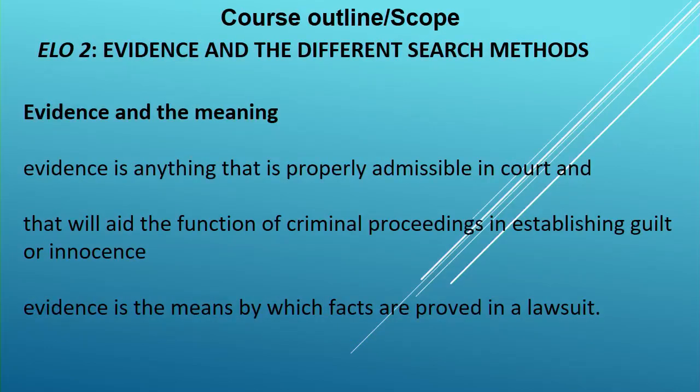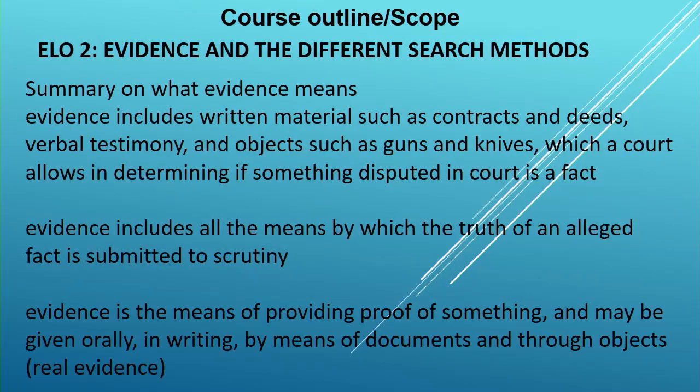Evidence and the meaning. Evidence is anything that is properly admissible in court and that will aid the function of criminal proceedings in establishing guilt or innocence. Evidence is the means by which facts are proven in a lawsuit. Now, a summary of what evidence means. Evidence includes written material such as contracts and deeds, verbal testimony and objects such as guns and knives, which a court allows in determining if something disputed in court is a fact.